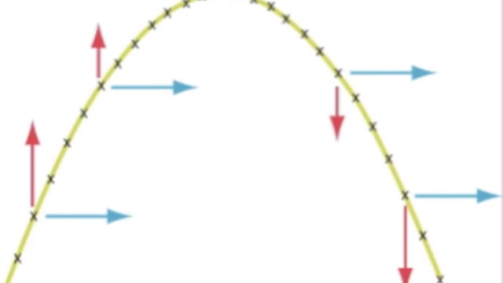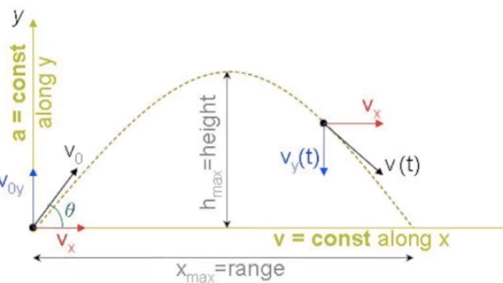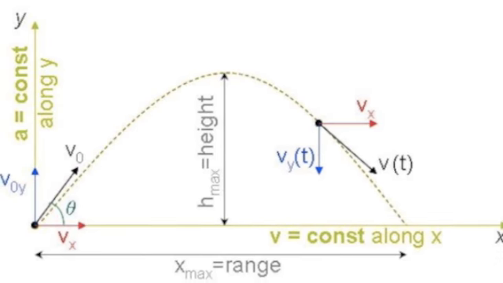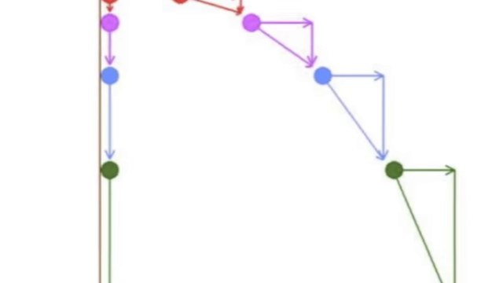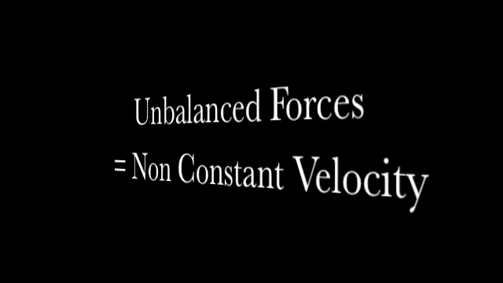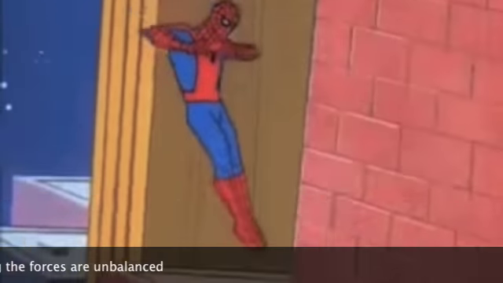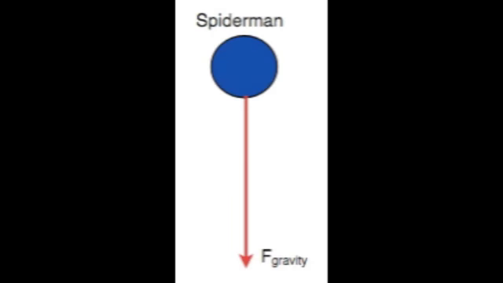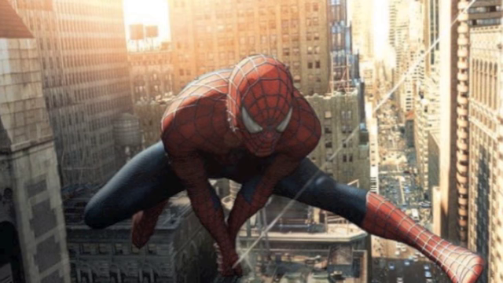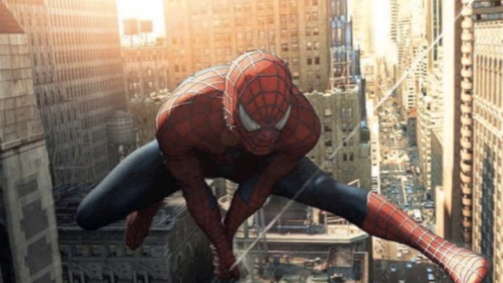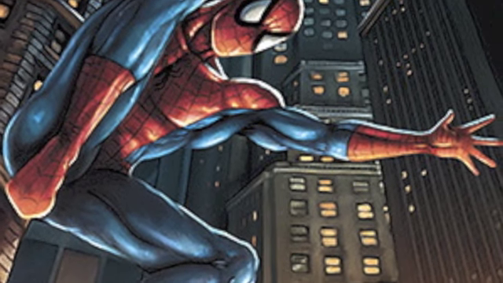The vertical direction is a little bit more tricky. In projectile motion, the object should be accelerating when going through the air. This is because the forces acting upon the object are unbalanced, and unbalanced forces equal non-constant velocity. Let's relate this back to the Spider-Man video. After Spider-Man jumps off the building, the force applied to him that made him jump is no longer being applied, and the second that he jumps off the building, the forces being applied to him are unbalanced.